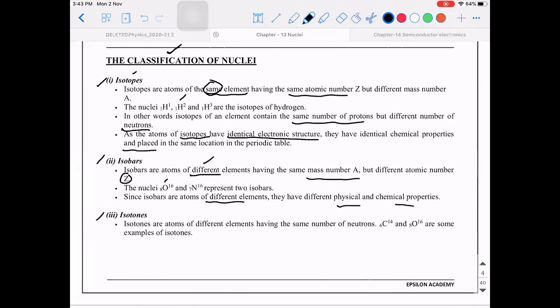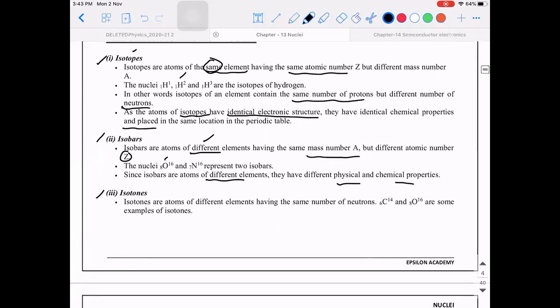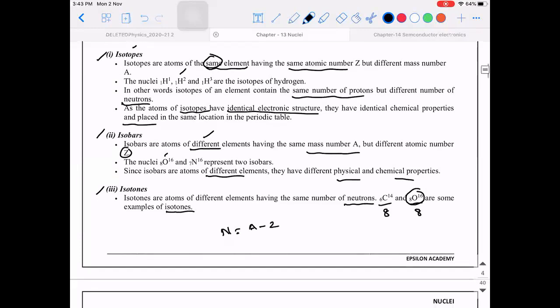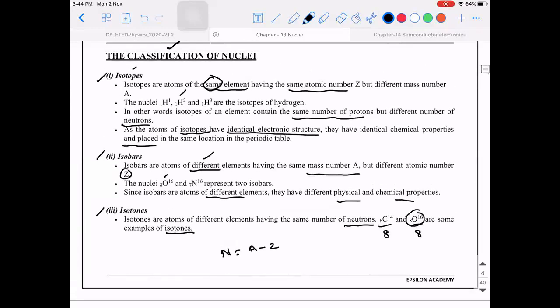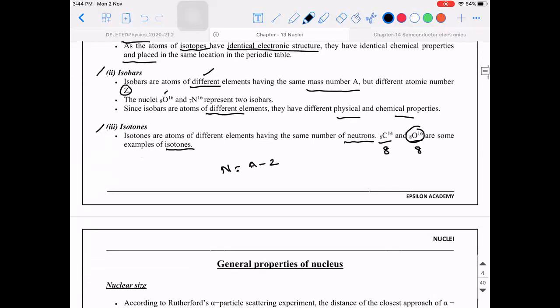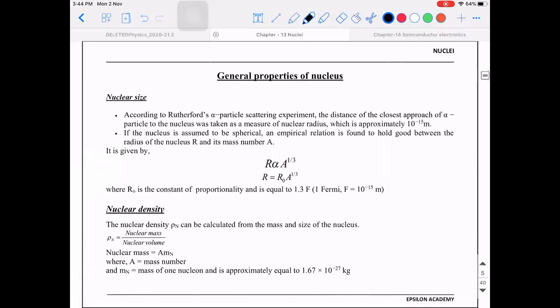Next is isotones. So what are isotones? Isotones are atoms of different elements having the same number of neutrons. Neutrons N is equal to A minus Z. So if you take carbon 14 and oxygen 16, then 14 minus 6 gives us 8 and 16 minus 8 also gives us 8, and they are called isotones. Right? So this is also a familiar concept to you. Shall I proceed? Yes, sir. So this is an important concept.